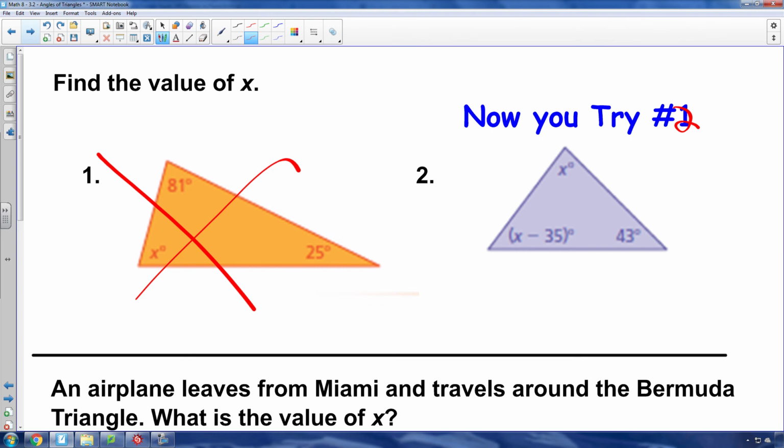Now you try number 2. And I want you to give it a shot. Add all that up to 180. It's a little different, but it's still three things adding to 180. This thing plus this thing plus this thing. Pause the video, give it a shot, and then I'll do this word problem down below.